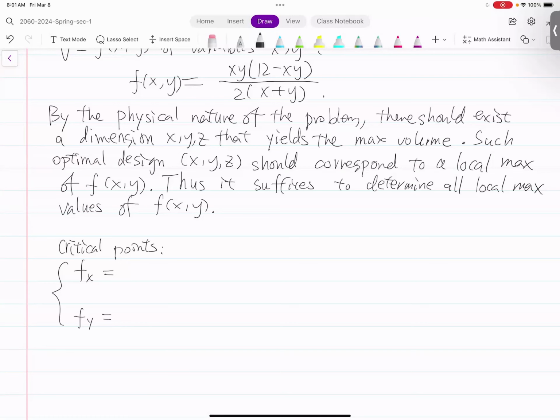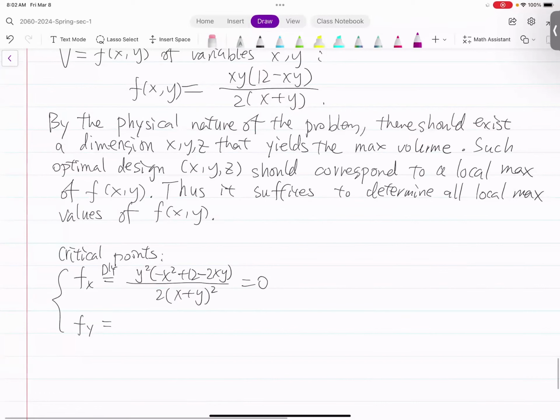So here, I'm going to skip the steps, because essentially it's the quotient rule. So here we should have y squared times negative x squared plus 12 minus 2xy in the numerator, and in the denominator we have (2x plus y) whole squared. And that has to be set to 0. Okay. So just realize that when you're doing the partial derivative of x, this part, y over 2, is not changing. Everything else has an x term, right? And then just carefully do the partial.